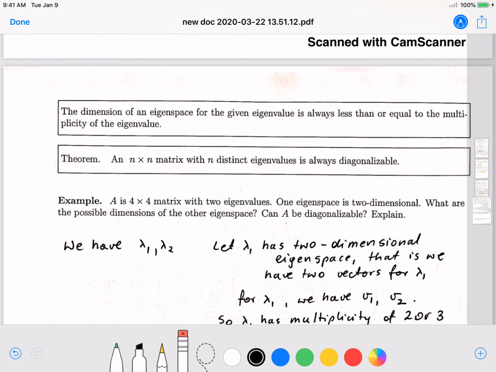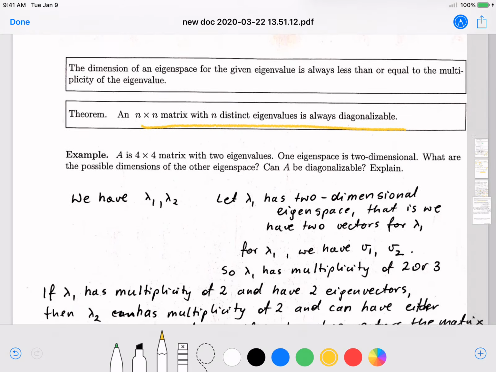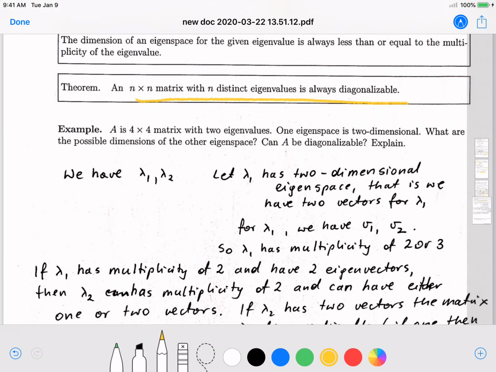And then a matrix with n distinct eigenvalues is always diagonalizable, and that should make sense, because if you have distinct eigenvalues, each eigenvalue needs to have one eigenvector. That's by definition. So if you have distinct eigenvalues, then you're gonna have different eigenvectors, and they turn out to be linearly independent. So then we can always diagonalize the matrix.